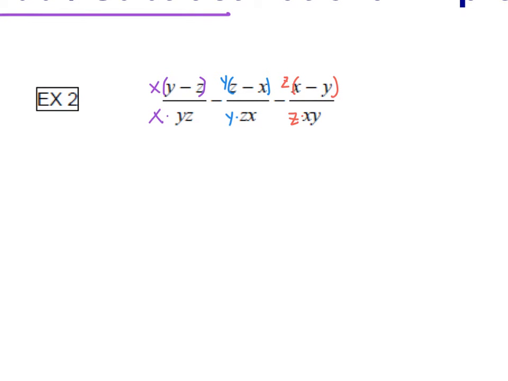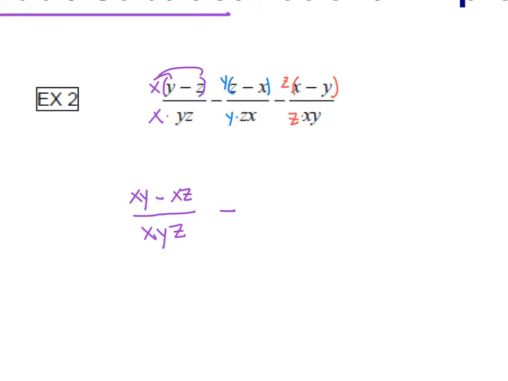Okay, so we are going to rewrite this problem because it's starting to get sloppy. I know that our denominator is an x, y, z. Now the numerator, we want to go ahead and simplify what's happening in the numerator. We have an x times a y minus z. So let's just go ahead and distribute that x. We have xy minus xz. Alright, so that's our first fraction.